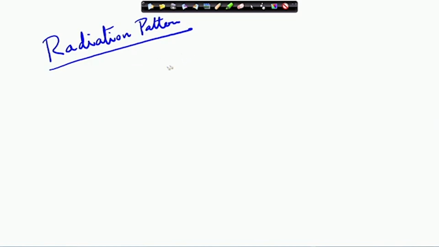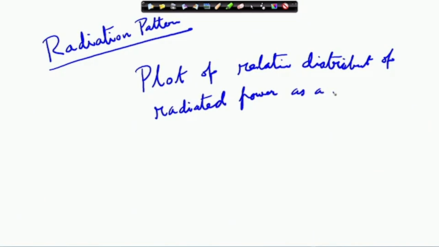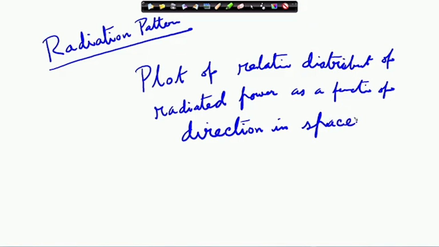So, radiation pattern is a plot of relative distribution of radiated power as a function of direction in space.